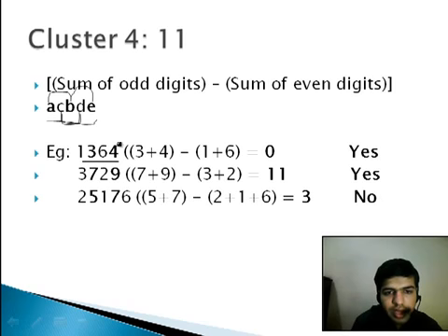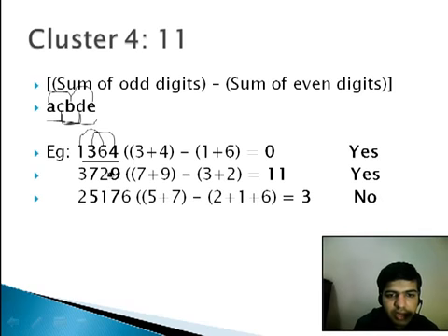1364. In this number, starting from the right side, 4 and 3 are the odd-place digits, and 6 and 1 are the even-place digits. If I add 4 plus 3, I have 7, and I subtract 6 plus 1 from it, which is 7. So 7 minus 7 will give me 0, which is a multiple of 11. Multiple of 11 in the sense 11 into 0 is 0. So 0 is a multiple of every number.